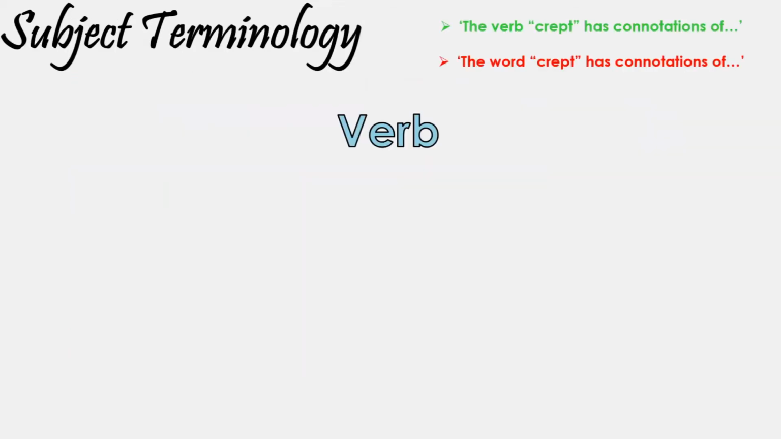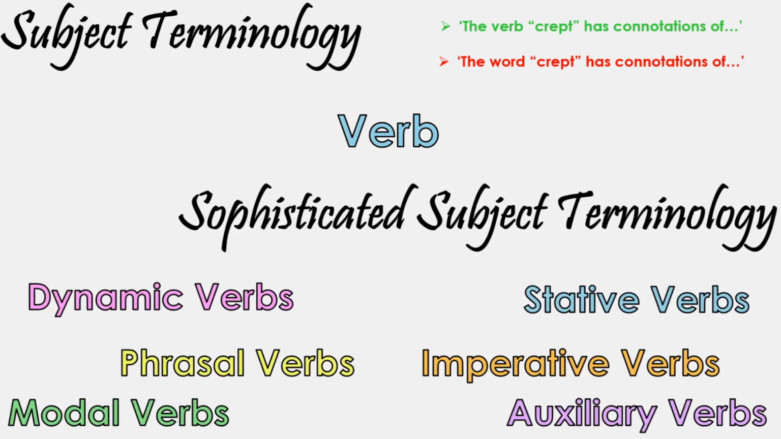The word verb is classed as subject terminology, and subject terminology is in the mark scheme for most of the reading questions on the English Language GCSE, particularly the higher up the mark scheme you go. So you would get more marks for stating the verb crept has connotations of, as opposed to the word crept has connotations of. But the top level on the mark scheme states that you need sophisticated subject terminology. And that's where the different types of verb that we're going to discuss in this series come in.